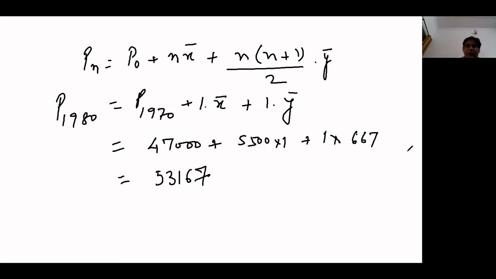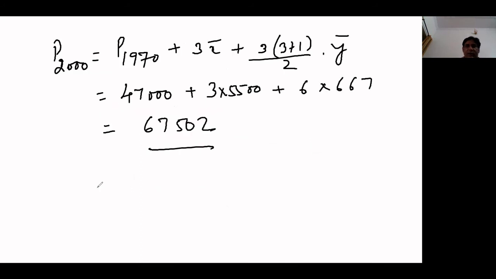Then we place the value of x bar and y bar in the formula, and we calculated the population of 1980. Suppose the population of 2000 was required, so in the space of 3 decades the value of n equals 3 would have to be placed. Nothing else changes. X bar would remain just the same, y bar would remain just the same.